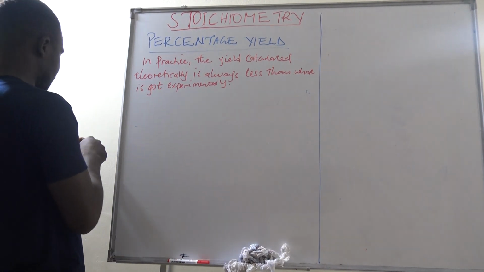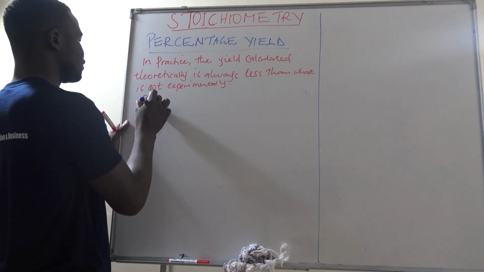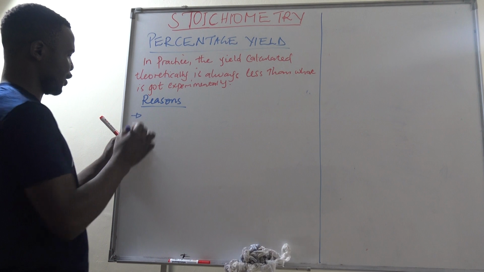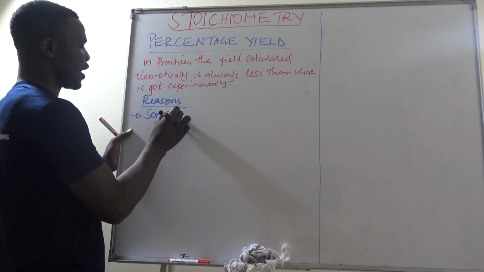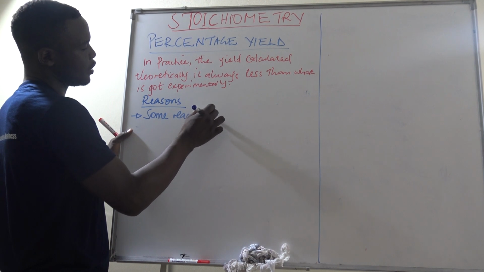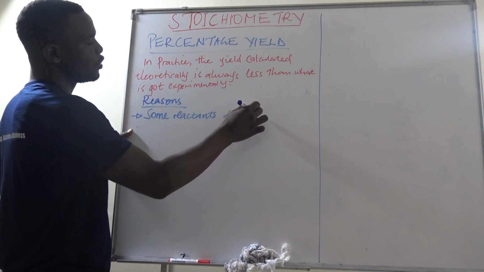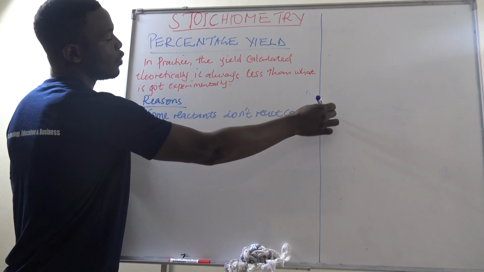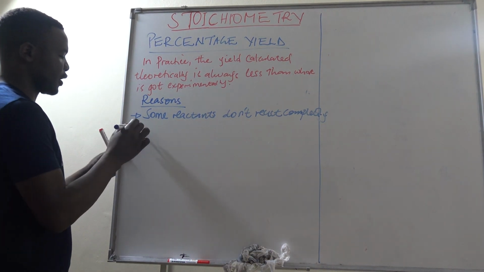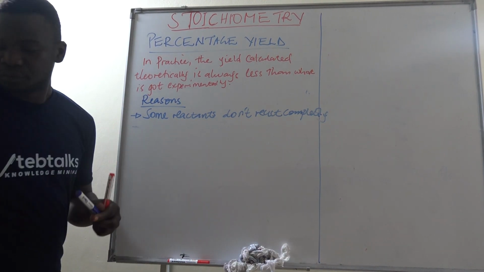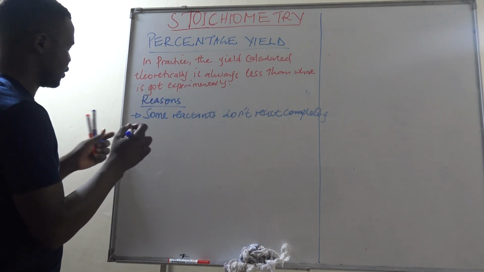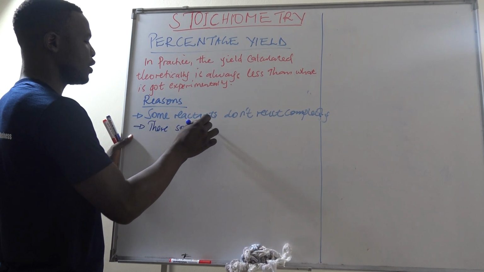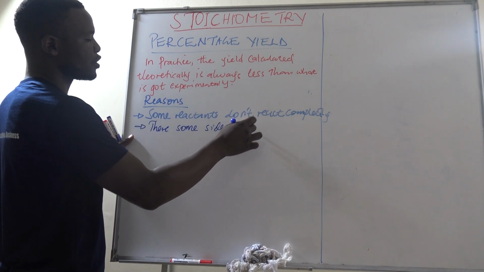Now, what causes this? Let's look at the reasons for this. We said one of the reasons is that some reactants do not react completely. Two, there are some side reactions.